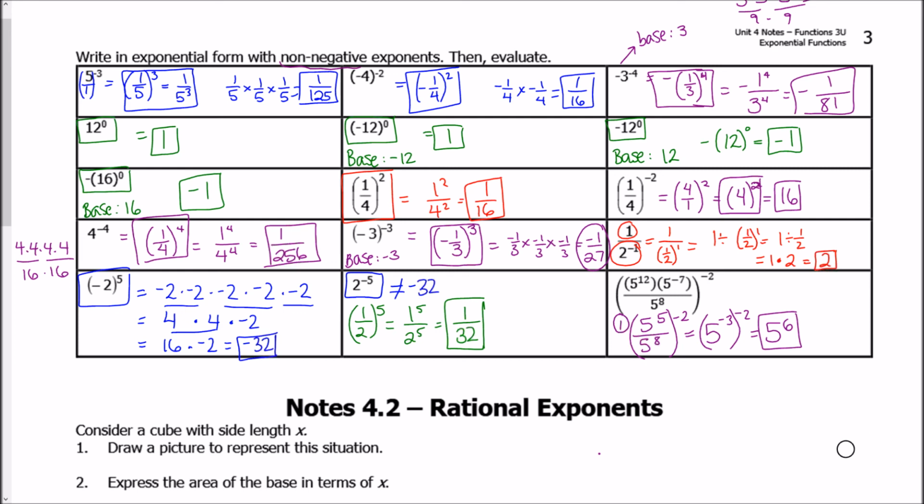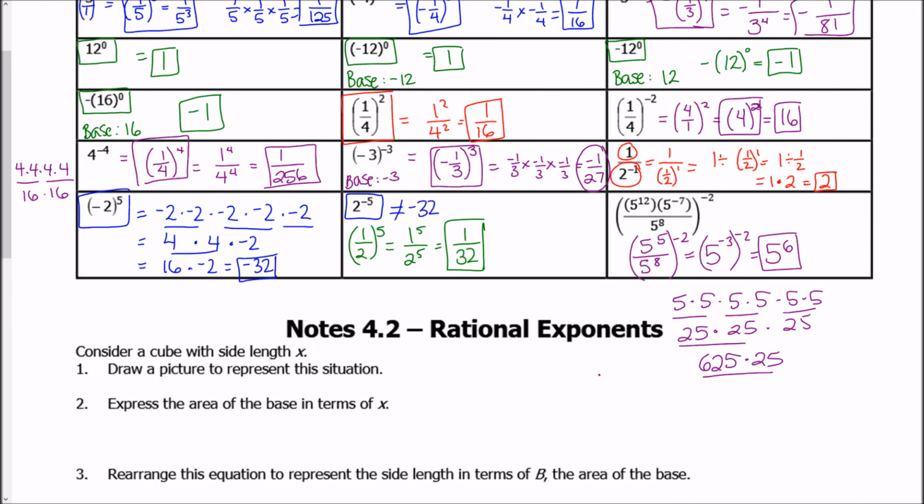And then when I evaluate it, I need to figure out what 5 times 5 times 5 times 5, 6 times is going to be. So 5 times 5 is 25. So essentially, I've got 3 25s being multiplied together. And then 25 times 25 is 625. Okay, so then when you multiply 625 by 25, you end up getting 15,625. So that's your answer when you evaluate it.